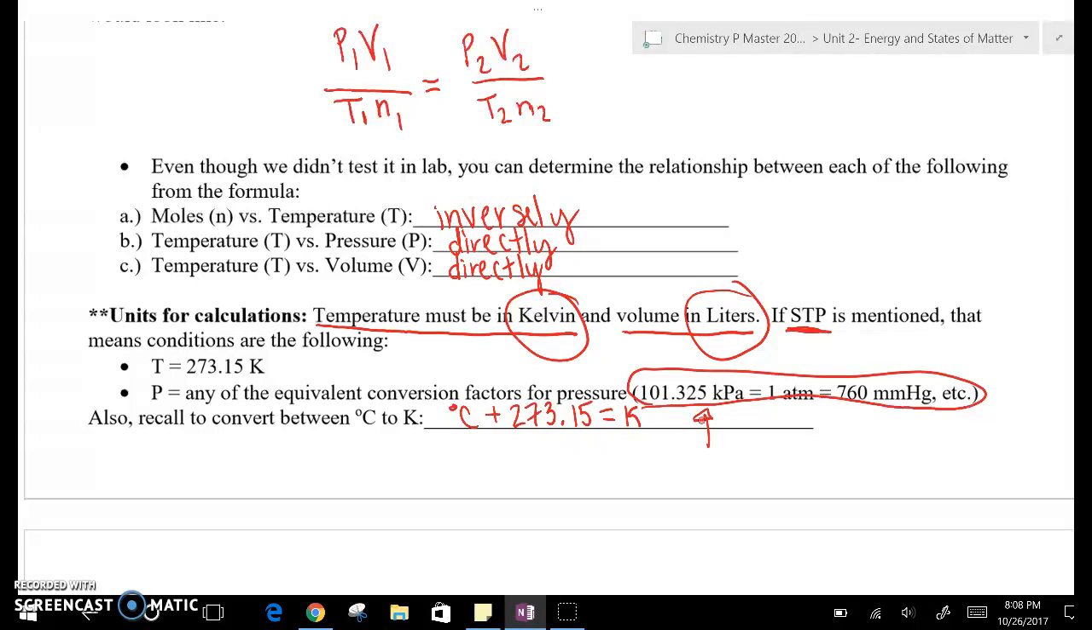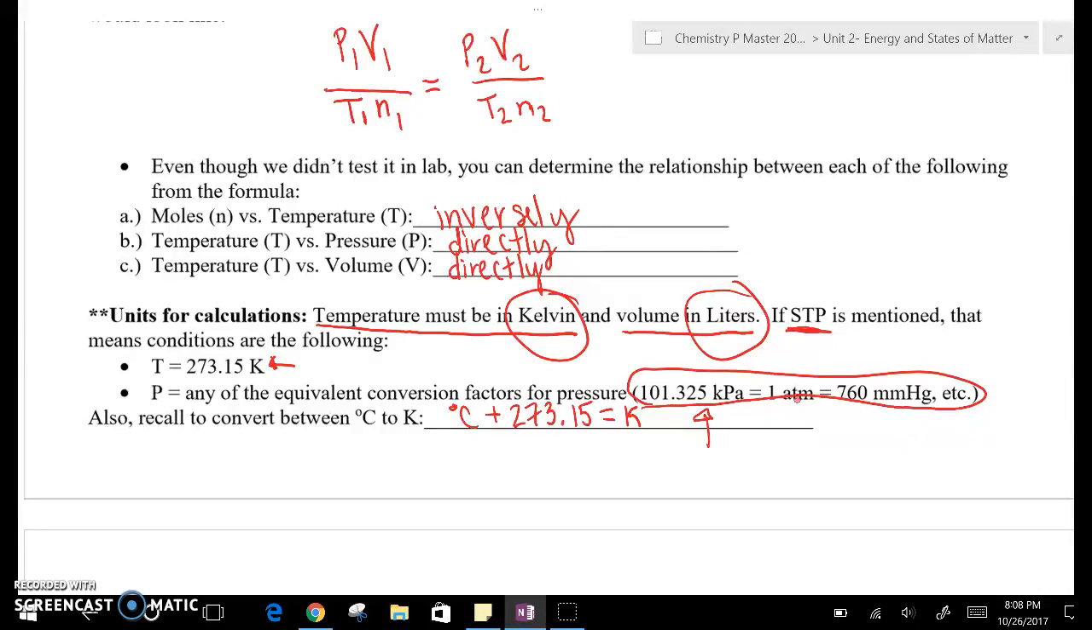So when in doubt, if you have to pick, you can pick kPa. And then temperature, the standard temperature is actually 0 degrees Celsius, which is 273.15 Kelvin. So if it just says STP in the problem, this is what it's asking you for. That means the temperature is 273.15 K and the pressure is going to be the equivalency unit. So in that case, you can just say, okay, I'm going to use kPa.